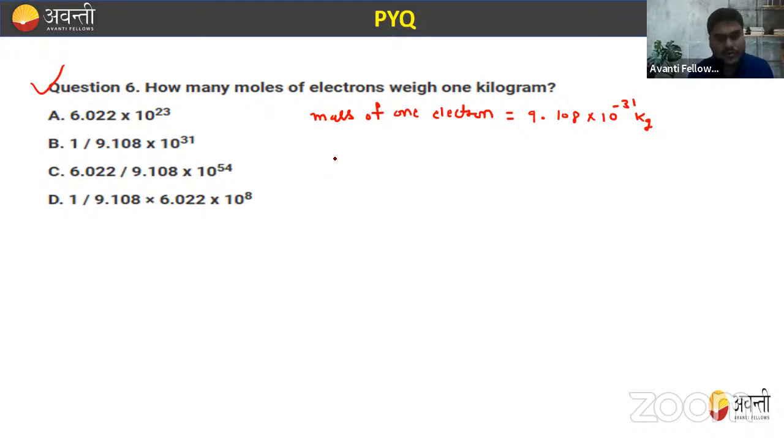Similarly, mass of 1 mole of electrons, because in 1 mole, how many electrons are there? So in 1 mole, we have 6.023 into 10 to the power 23 electrons. So we can say that mass of 1 mole of electrons is equal to 9.108 into 10 की power -31, and this multiplied by the Avogadro number.